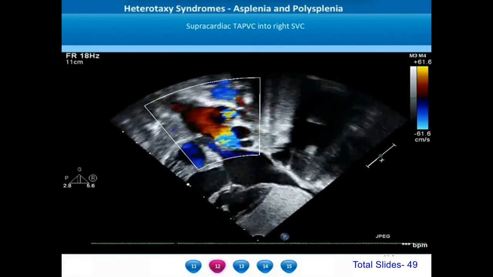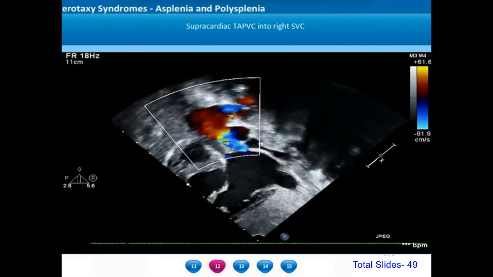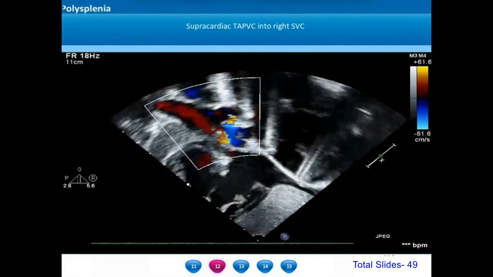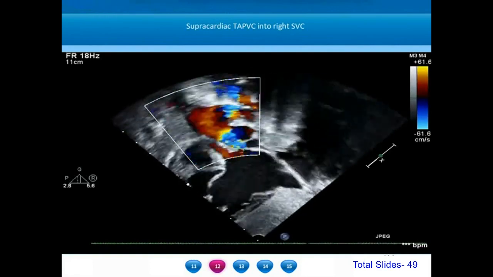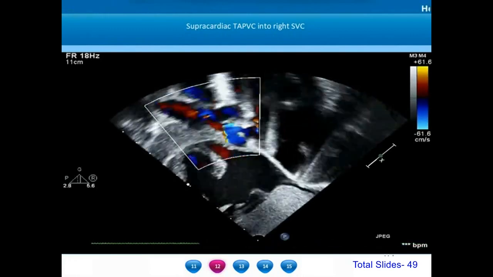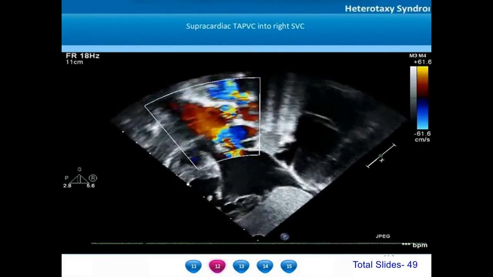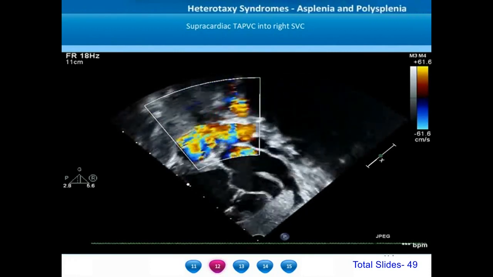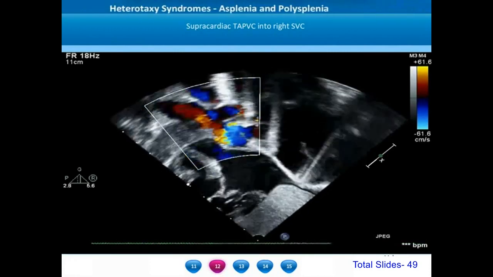Total anomalous pulmonary venous connections are seen in almost about 80% of patients with asplenia. In all the patients, it's almost always supracardiac or infracardiac. In this subxiphoid short axis view, we can appreciate a supracardiac TAPVC into the right superior vena cava going through a right vertical vein.